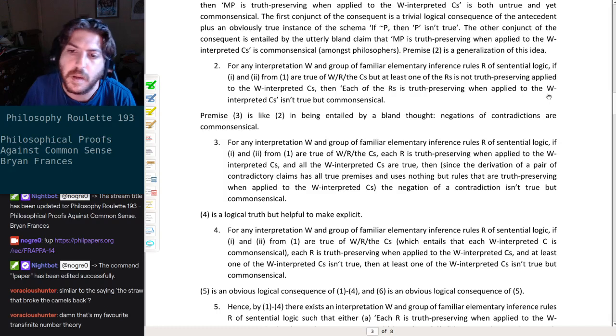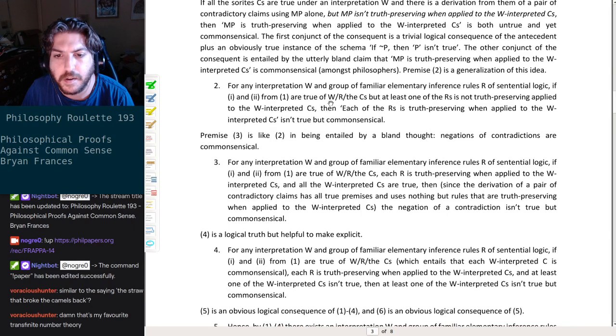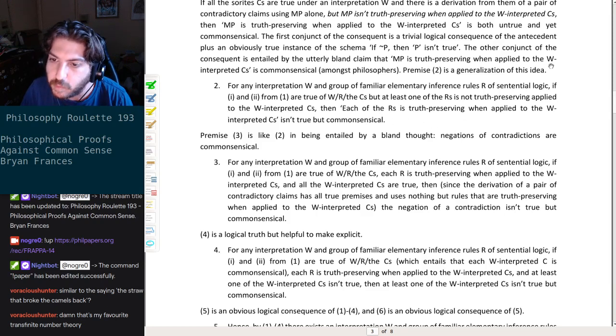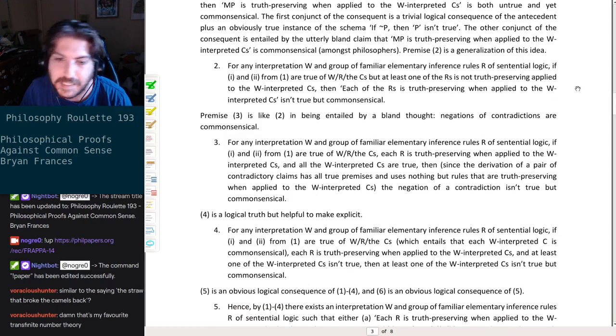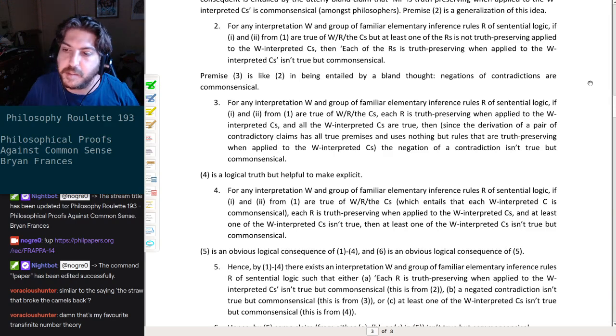For any interpretation W and a group of familiar elementary inference rules of sentential logic, if 1 and 2 from 1 are true of W, the C's... I don't know what this is. What is the W-interpreted rules and the C's, but at least one of the rules is not truth-preserving applied to the W-interpreted C's, then "each of the rules is truth-preserving when applied to the W-interpreted C's" is not true but commonsensical. So it's like each of the middle steps is true, with the rule preserving, but it's not true, but it's commonsensical because it seems right at that point. Premise 3 is like 2 in being entailed by a bland thought. Negations of contradictions are commonsensical. I mean, if it's contradictory and negated, that just makes it always true.